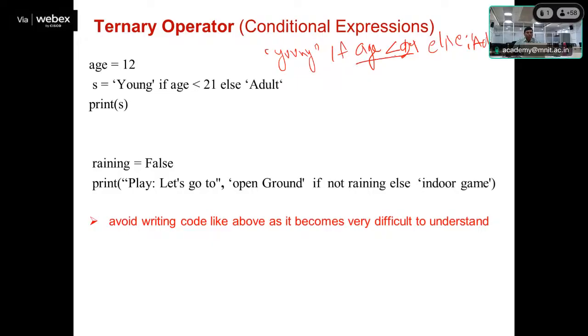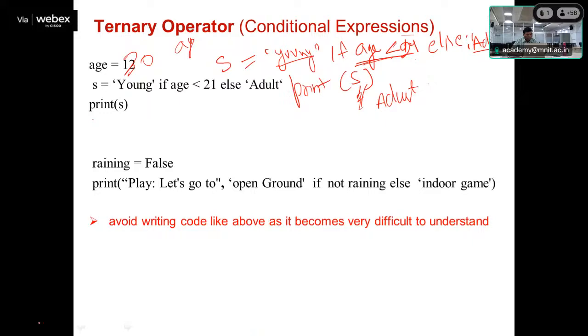Now, if this condition is true, I get young, otherwise adult, and I can store this in some variable as s. Thereafter, if you want to display it, print s, and we should get s to be either young or adult depending on the age. If I give the age as 30, which is not less than 21, then you get the value adult in s.